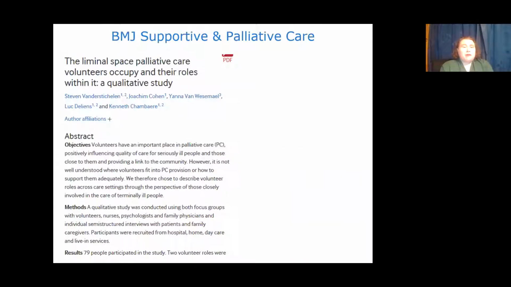BMJ Supportive and Palliative Care, again, a recent paper here looking at volunteers and their roles. A massive difference in sample size here. 79 people participated in the study, a qualitative study that used both focus groups and interviews. And again, in the paper, they break it down. But often you'll see that the expectation for focus group studies is that there's a higher sample, clearly because the data collection allows for that more simply. But there is less information in the abstract here about things like the design and the qualitative approach being used.